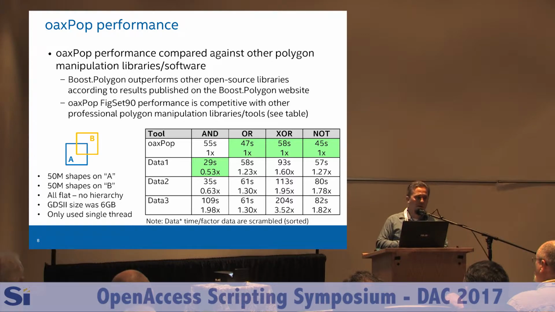I didn't mention there are other open source solutions for polygon manipulations, and they don't even come within the ballpark of this. I mean, you can go online on the Boost Polygon page. It shows graphs and comparisons with CGAL and a few other open libraries, and they don't even come close to touching this. Okay.